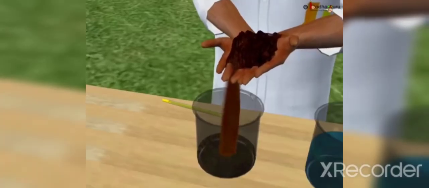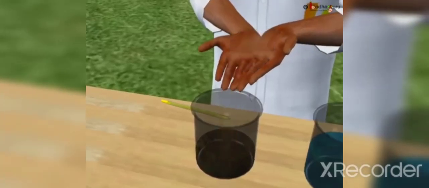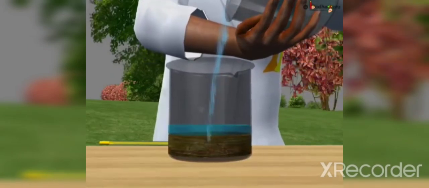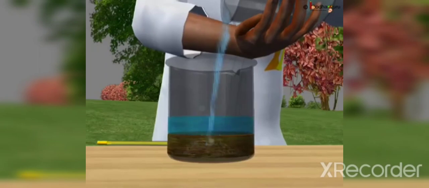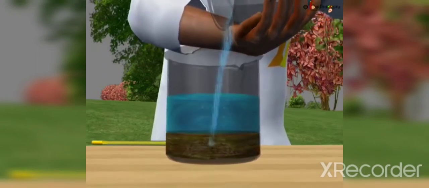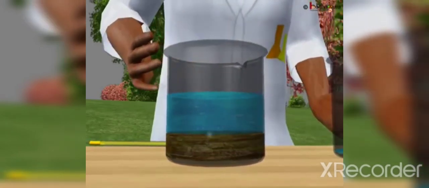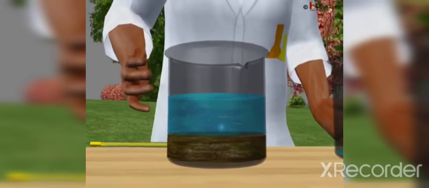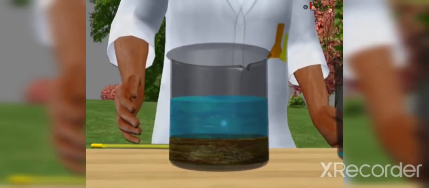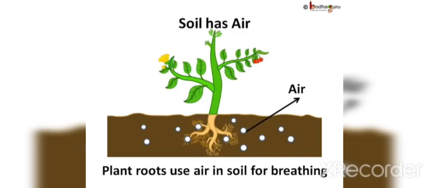Now we take some soil in a container and pour water over it. Look, some air bubbles are forming. It shows that the soil contains air. When we pour water, the air which was trapped in small gaps between the soil particles escapes in the form of bubbles. This air in soil provides oxygen to the roots of the plant for breathing.